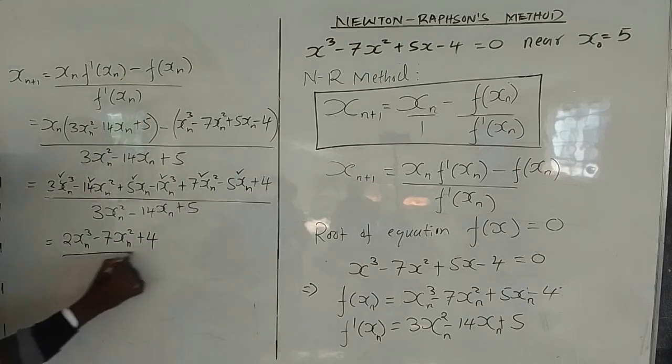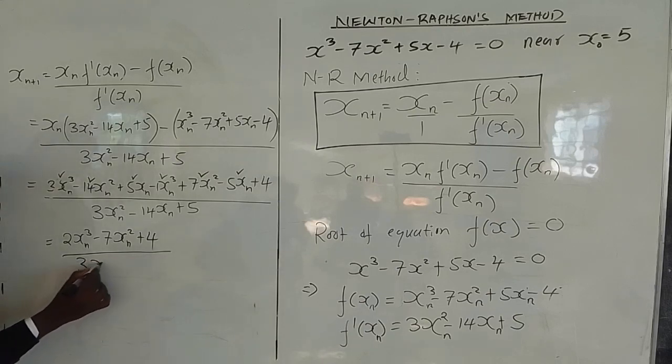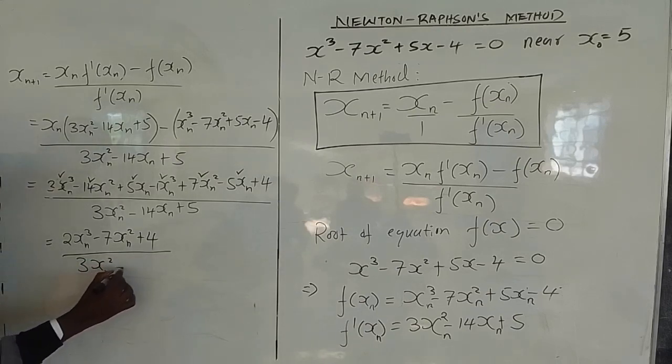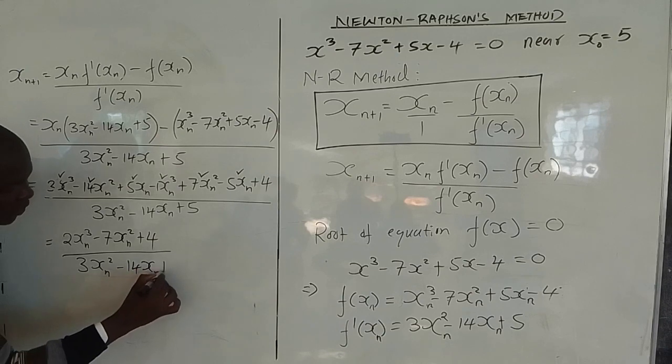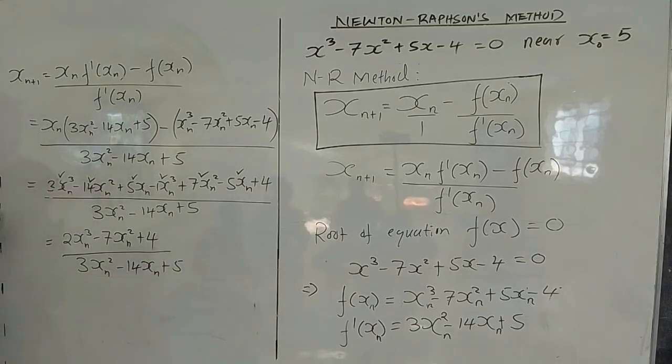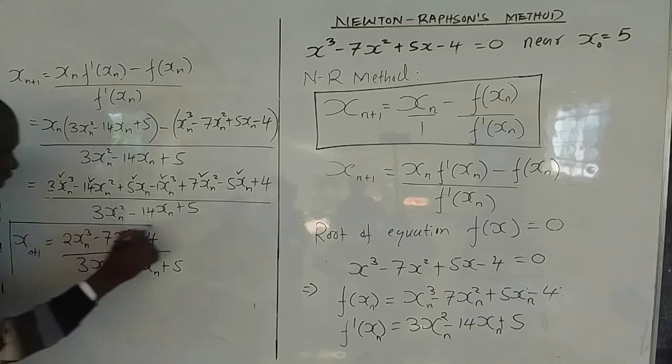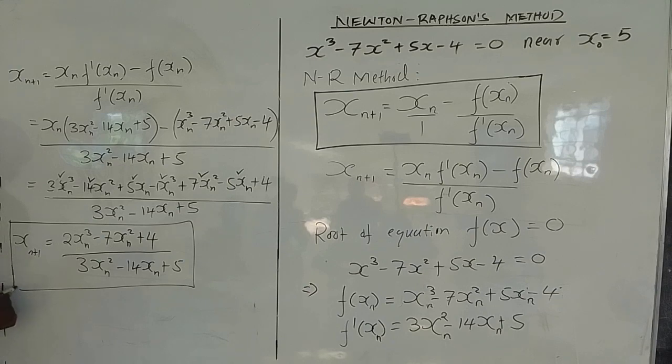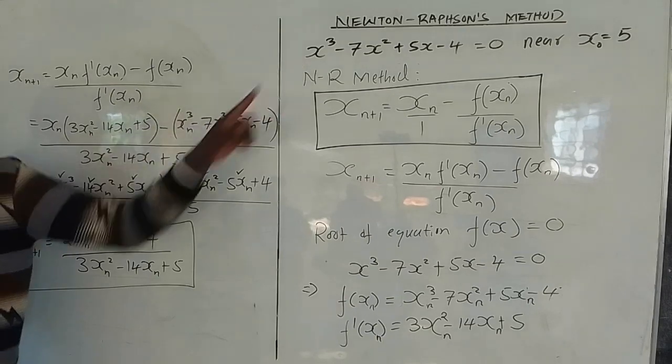4 over 3xn squared minus 14xn plus, and what is that? This is xn plus 1, so it means xn plus 1 is equal to this. Are we together? So we found the iteration formula we are going to use to find the root of that equation.